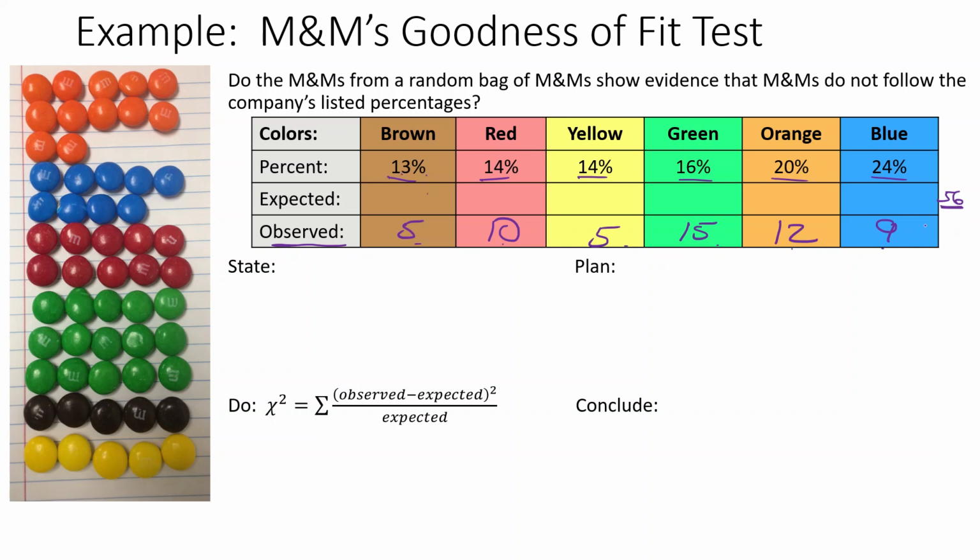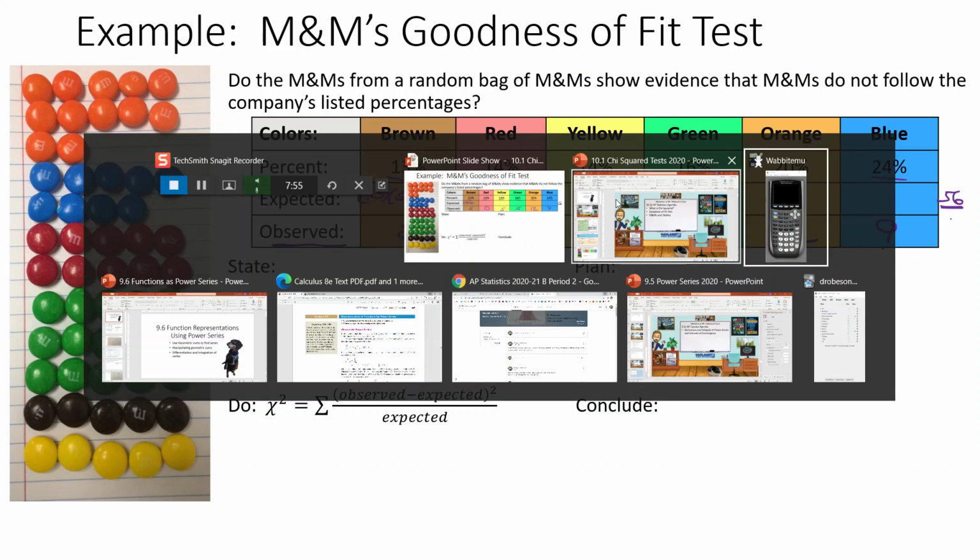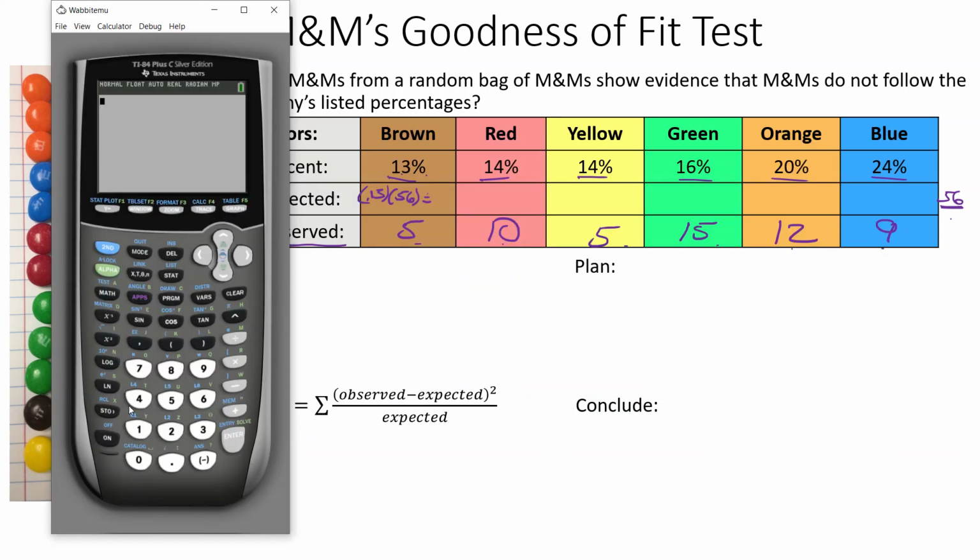So we need 13% of 56. So this would be 0.13 times 56. And this would be 0.14, and 0.14 times it, and 0.16 times it. So let's break out my calculator here. There it is.